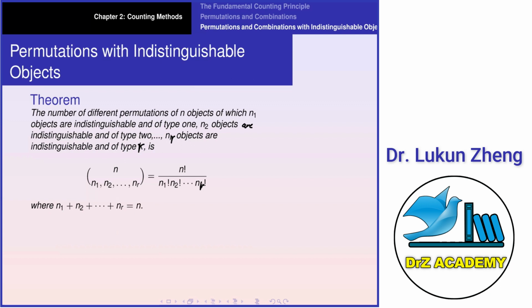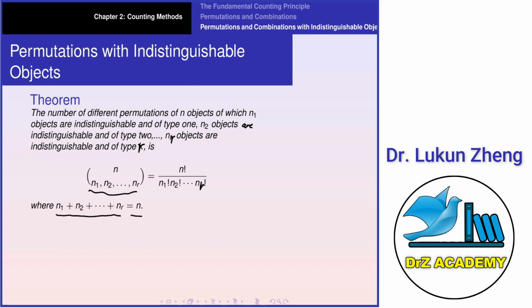Okay, so in this case, the number of different permutations is the following. It equals the ratio, right? On the top is n factorial, over the bottom is n1 factorial times n2 factorial, times nr factorial. Here, n1 plus n2 plus nr equals n. So that's the number of permutations of n objects, some of them of type 1 and of type 2, so they're indistinguishable. In this case, the number of permutations is given here.